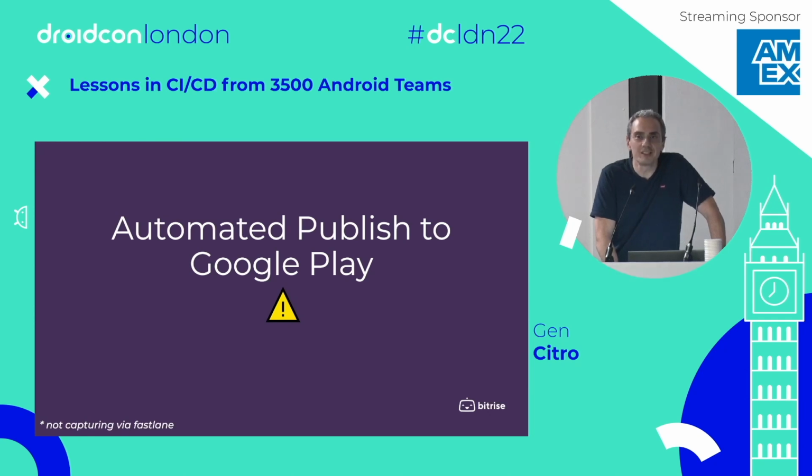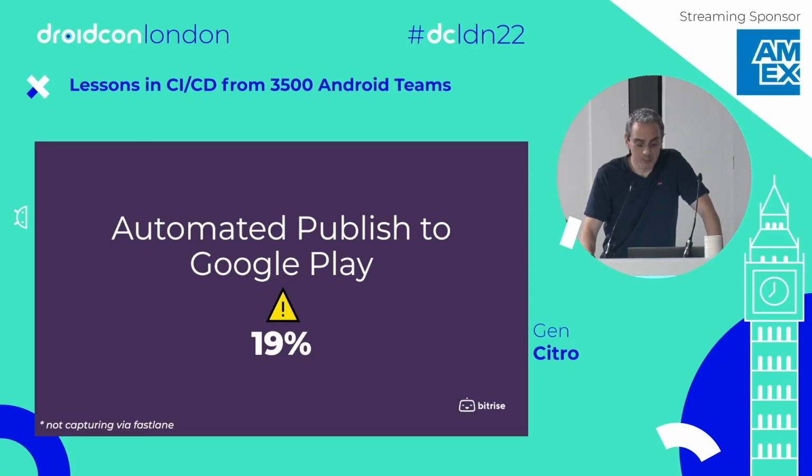54.7. Nice, like the decimal. 60? 20? 10? How much? 3. You're on fire this afternoon. 19%. So just 19% automate publishing to the Google Store.